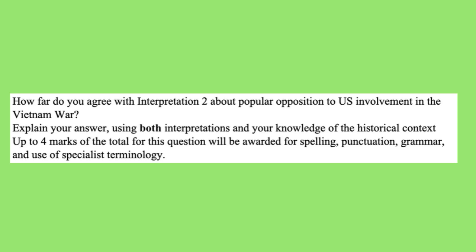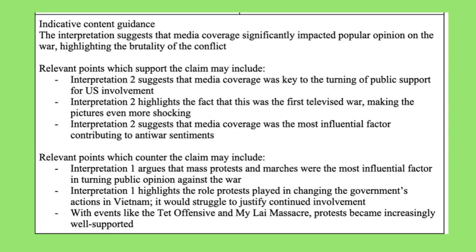This question says, how far do you agree with interpretation 2 about popular opposition to US involvement in the Vietnam War? Explain your answer using both interpretations and your knowledge of the historical context. Up to 4 marks of the total for this question will be awarded for spelling, punctuation, grammar, and use of specialist terminology, 20 marks. Here's the mark scheme for this question. Now you can see at the top that we've briefly summarised what the interpretation is arguing. In this case, that media coverage significantly impacted popular opinion on the war because it highlighted the brutality of the conflict.